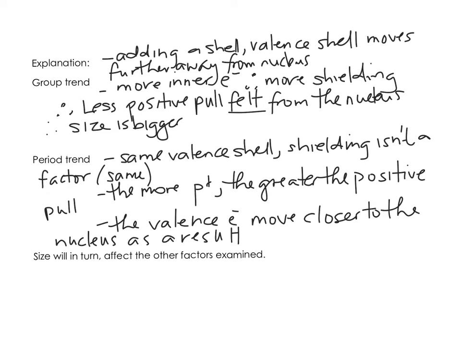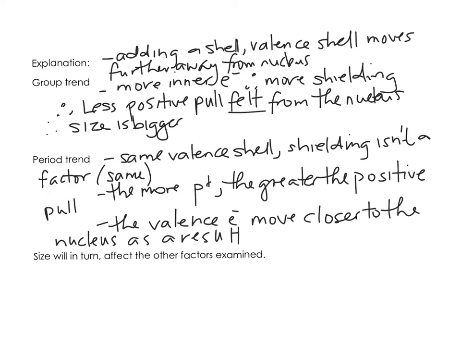So think about it in terms of a tug of war. If you have 3 people on one end and you have 7 people on the other end, the 7's going to win if they're all the same size, all the same strength, because there's more of them to pull. So this is what happens to our valence shell. The more protons there are in the nucleus, the greater the pull towards the nucleus, the smaller the atom gets.